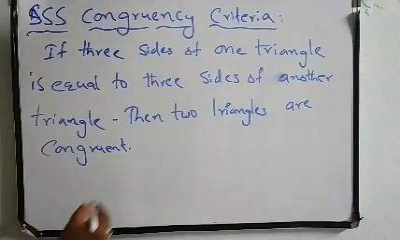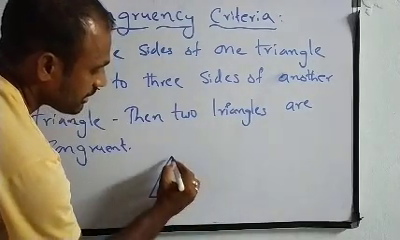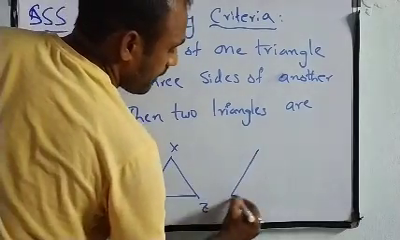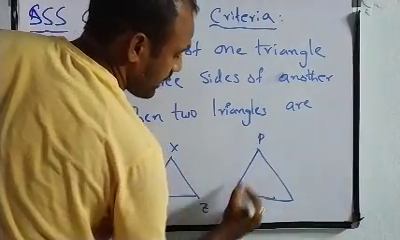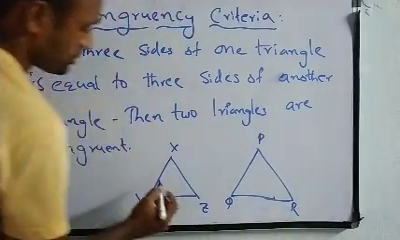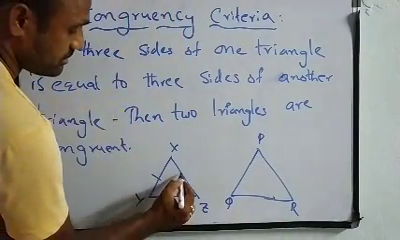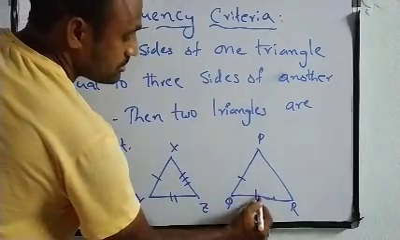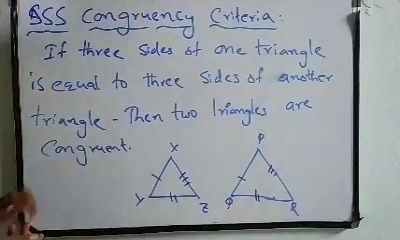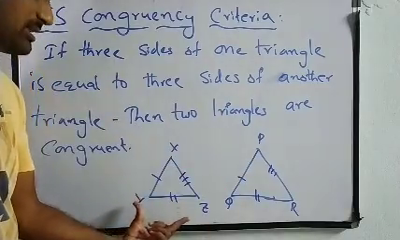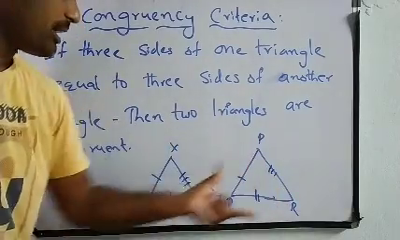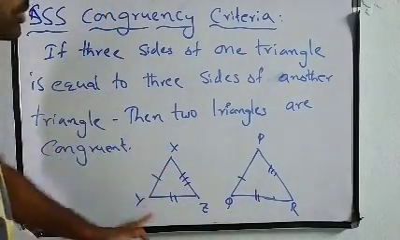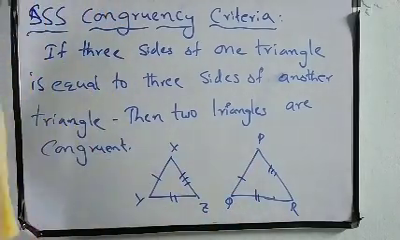This can be explained by taking 2 triangles. Let us suppose XYZ is one triangle and PQR is another triangle. If the corresponding sides XY is equal to PQ, YZ is equal to QR and XZ is equal to PR, then by the SSS congruency rule, triangle XYZ is congruent to triangle PQR.